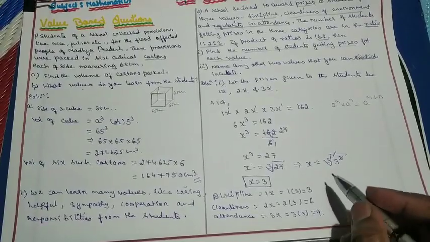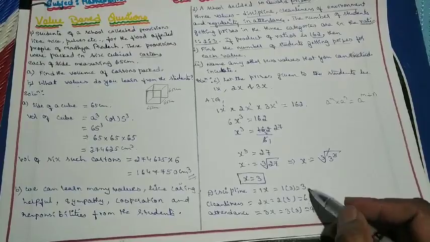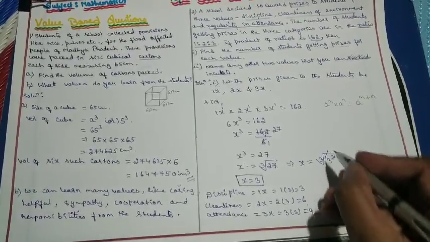If they ask what is the total number of prizes, then you need to sum up all these children. 3 plus 6 is 9, 9 plus 9 is 18. So we'll go for the second question.